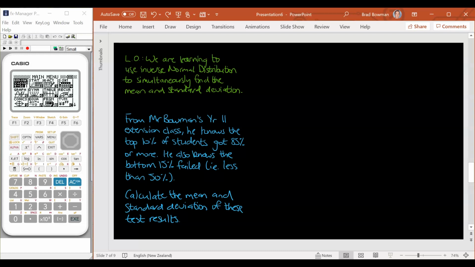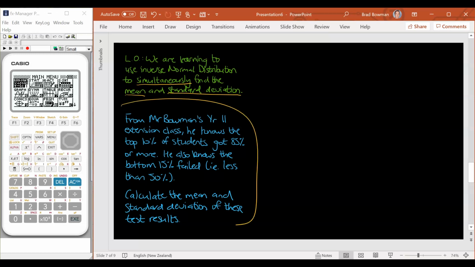Guys, Mr. Bowman here. Today's learning objective is in green, and we are learning to use inverse normal distribution to simultaneously find the mean and standard deviation. So the key part is simultaneously, mean and standard deviation. For these types of questions, we haven't been given the mean or the standard deviation. We're trying to find both of them. And that word simultaneous comes up because we're using simultaneous equations from algebra school to find out both of those two unknowns, the mean and the standard deviation.